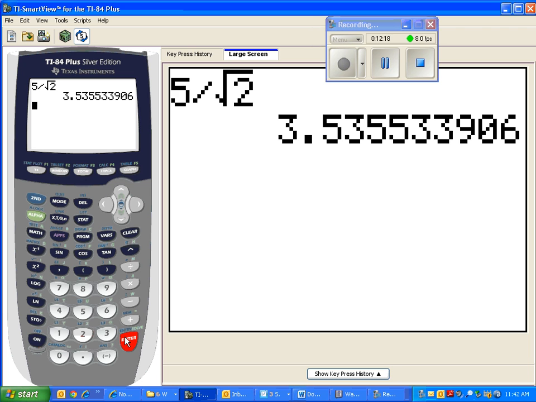Get this decimal. It's an irrational number. Do you see that non-terminating, non-repeating decimal? Goes on and on and on. That's what 5 divided by the square root of 2 is. It's a little bigger than 3.5.